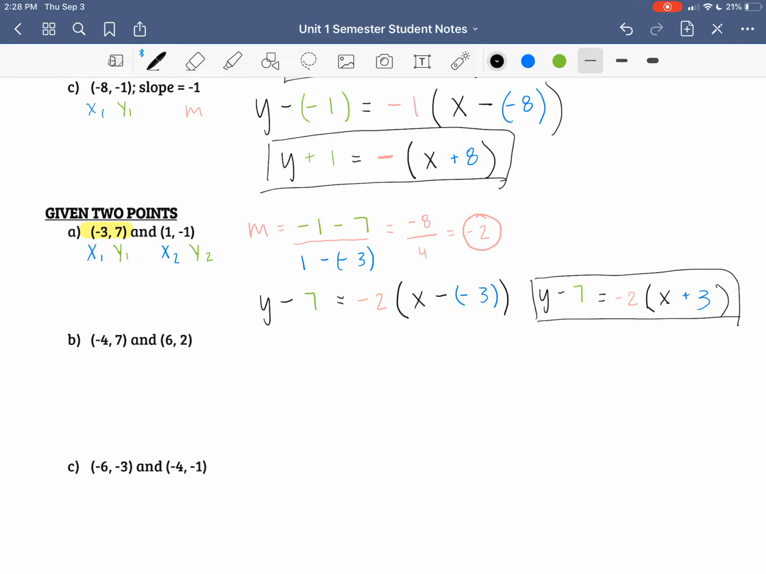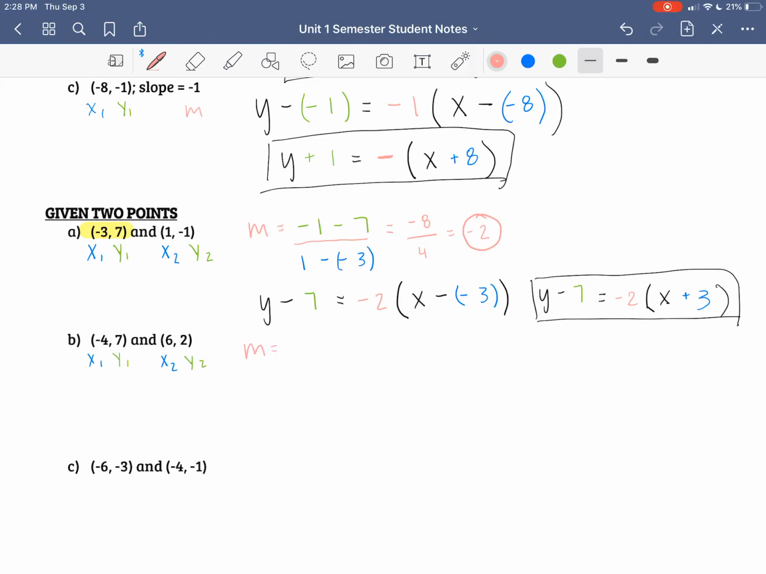Let's do another one together. So just like before, we're going to find the slope very first thing. So I'm going to label my points again. I've got x1 is -4, x2 is 6, y1 is 7, y2 is 2, and we're going to find our slope.